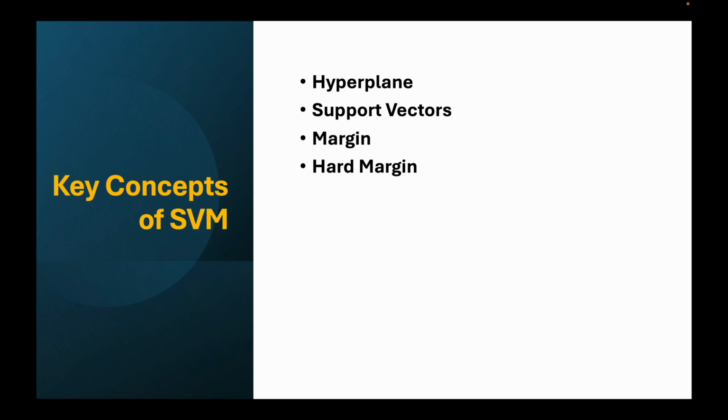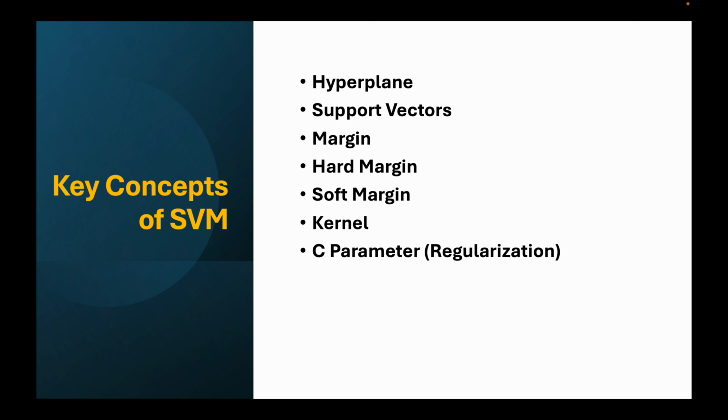There are some key concepts of SVM. One is hyperplane, support vector, margin, hard margin, soft margin, kernel, C parameter, hinge loss, dual problem. Now let's discuss each of them.